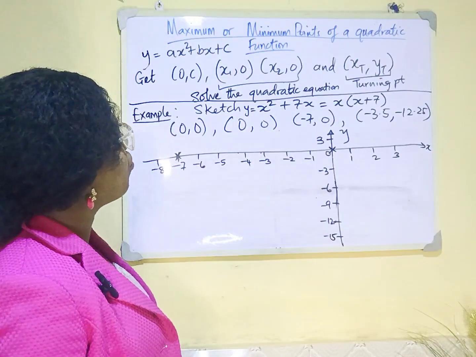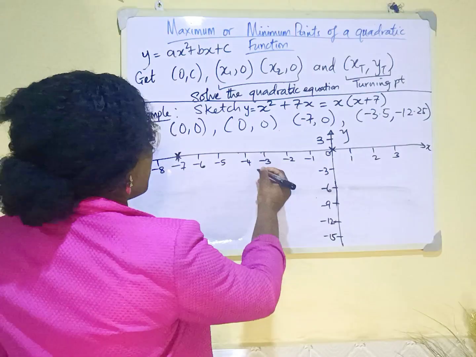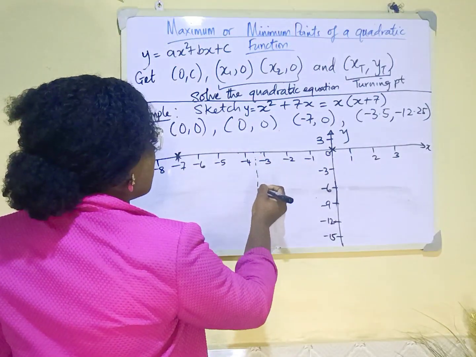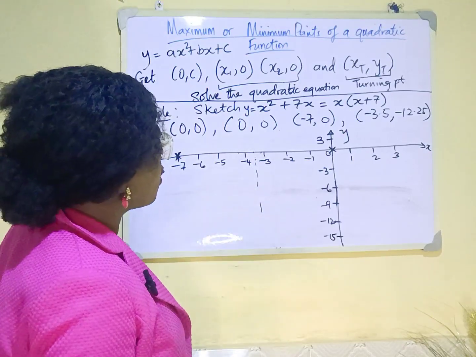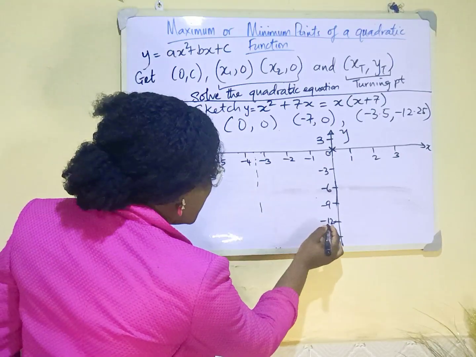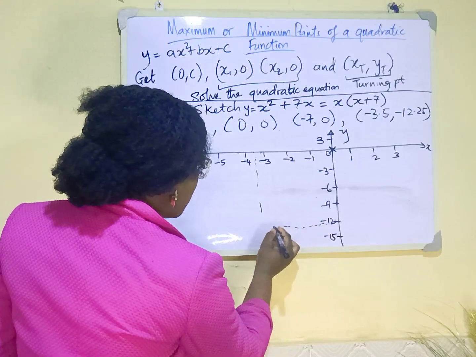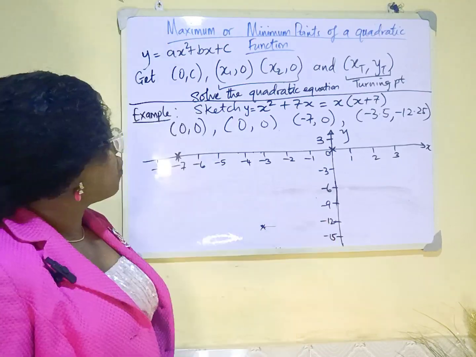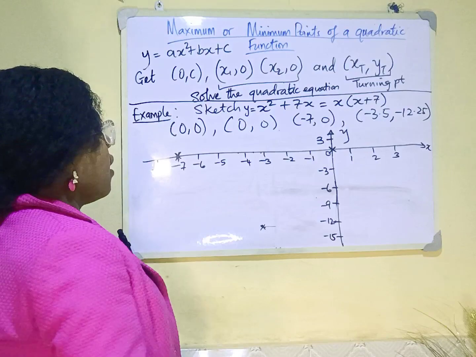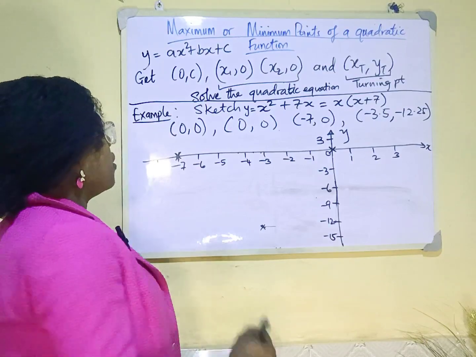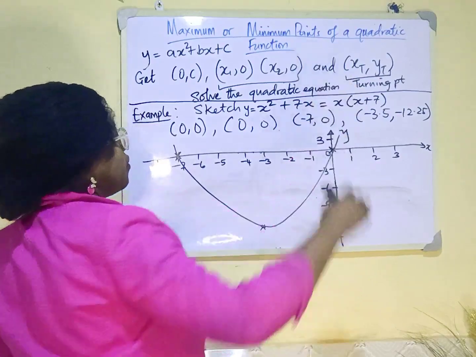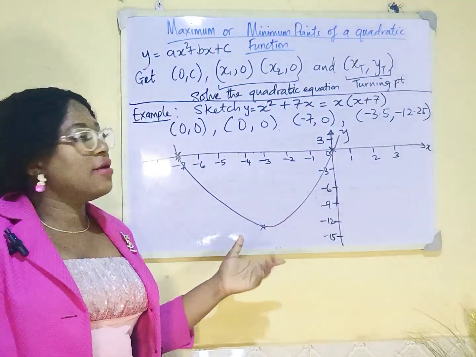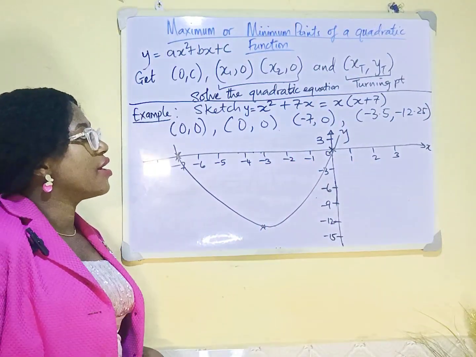So where is minus 3.5? Somewhere here, in between minus 3 and minus 4. And then I need to locate minus 12.5, just a little after minus 12, somewhere here. So I can now sketch. I am sure that it's going upward, so I'm going to have something like this. And that is exactly how to sketch a curve like this.